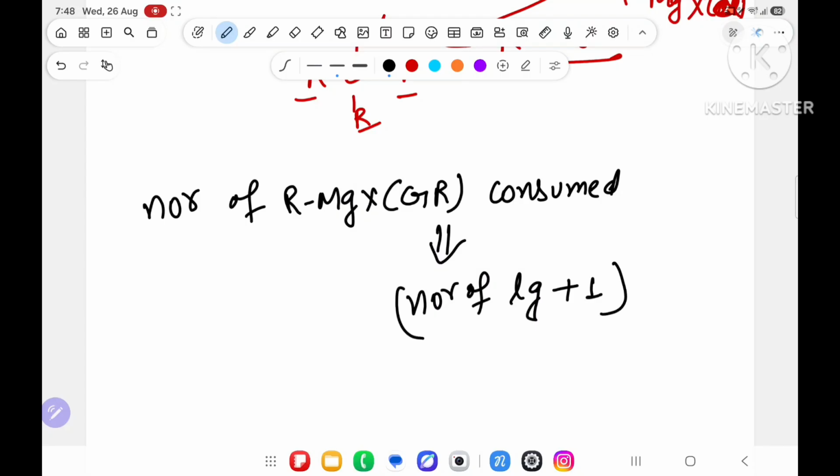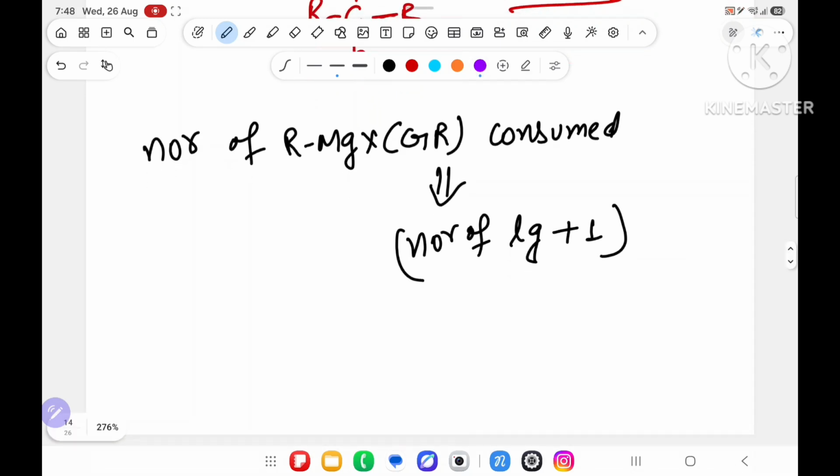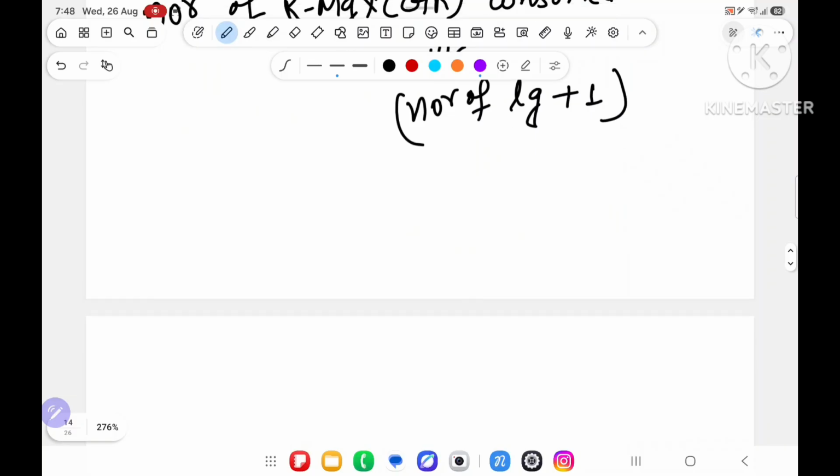And in Grignard reagent, I have solved lots of questions regarding this also. Lots means lots of questions. You have seen it already, I hope so. Not seen, then see. I am always telling everyone, see that lecture without any doubt.